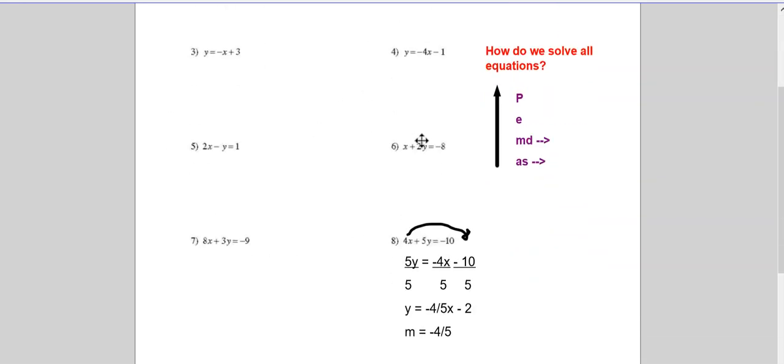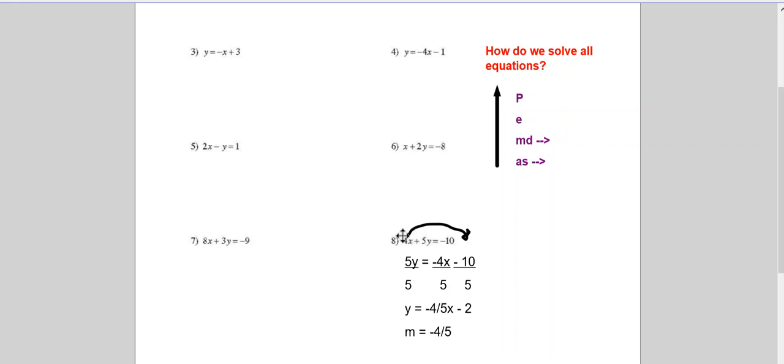Now on 5 through 8, these equations are in standard form, ax plus by equals c. So we need to solve for y, put it in slope-intercept form, and then we can tell what m is. So how do we solve our equations? Reverse PEMDAS. So I'm going to do number 8. So we got to solve for y. So I got to get rid of the 4x across, and then I have to get rid of the 5.